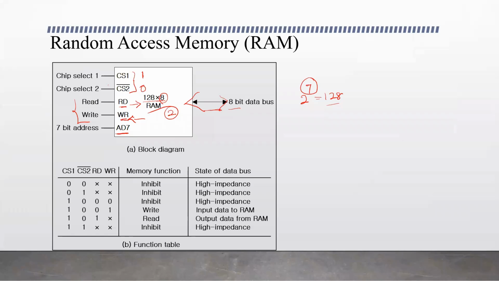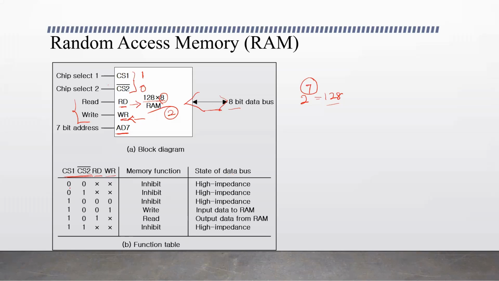RAM 2. So in the function table here, we have the control inputs: CS1, CS2, read control, and write control. Based on the two controls CS1 and CS2, the particular memory chip is selected. And based on the read and write controls, the operation, either read or write, is performed. The memory function depends on these controls. And here we have the state of the data bus.